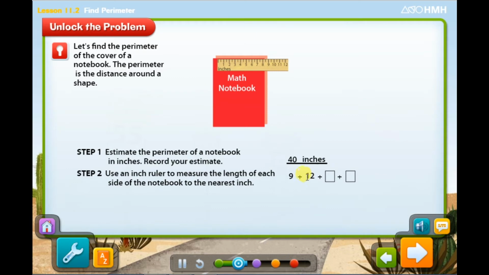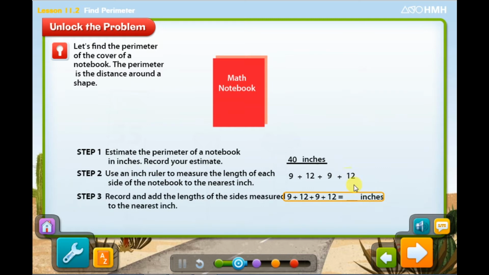Measure the third side of the notebook. Also, we will move it here until we read the ending number. It will be 9. Again, 9. Last, measure the fourth side of the notebook. It's 12. And if you add all the sides together, it will give you... Now add the lengths of the sides we measured. What's 9 inches plus 12 inches plus 9 inches plus 12 inches?